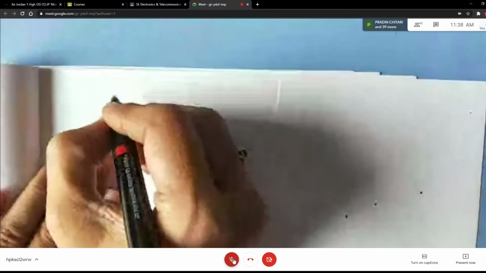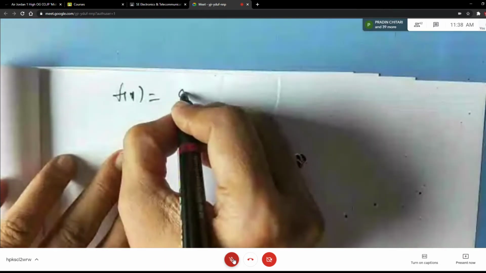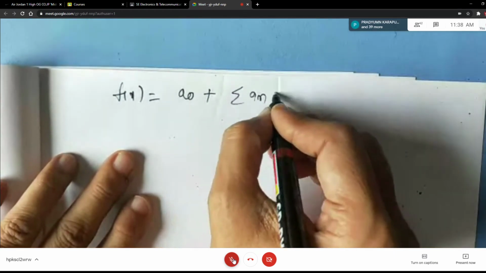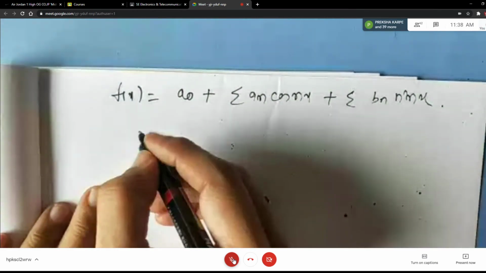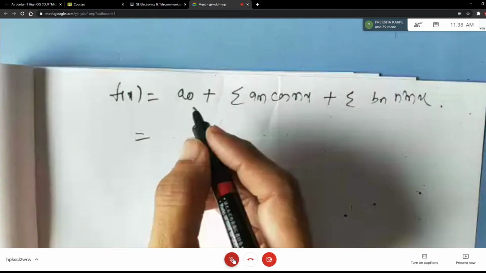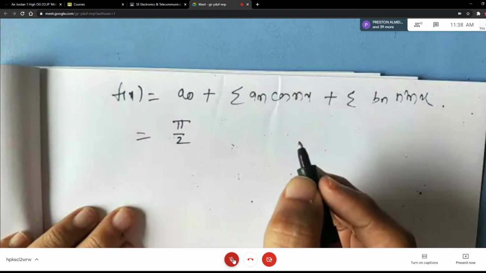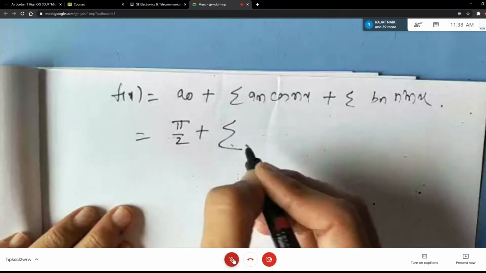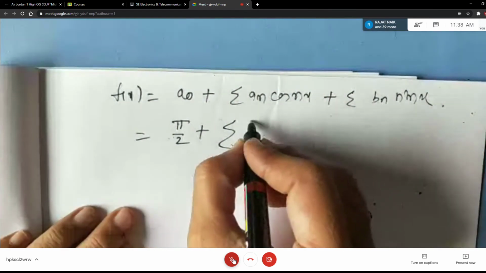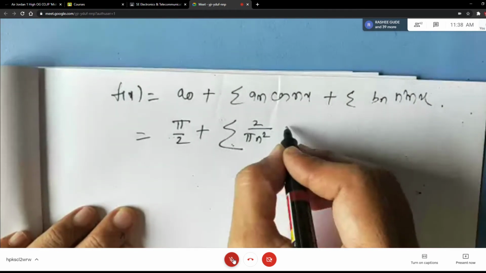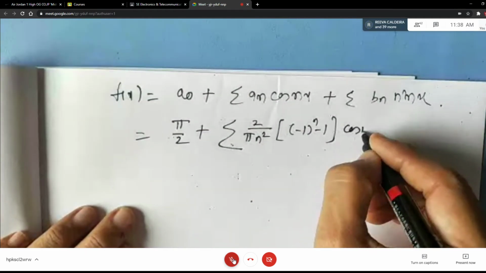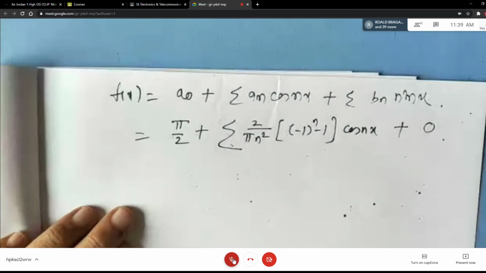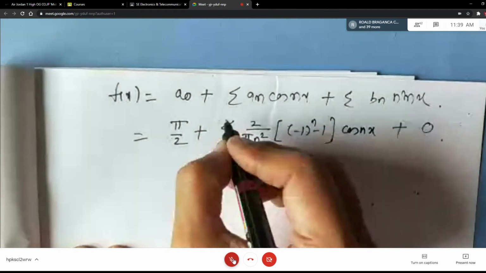Okay, quickly. See, our Fourier series is what? F of x is equal to a naught plus summation of a n cos nx plus summation of b n sin nx, right? Now, what is a naught you got, students? Tell me. A naught is pi by 2, right? So, pi by 2 plus summation of what is a n you got? It is 2 by pi n square into bracket minus 1 raised to n minus 1, right? And cos of nx. And bn is 0, so the last term will vanish. Here n is from 1 to infinity.